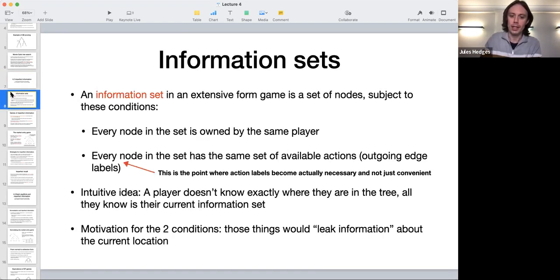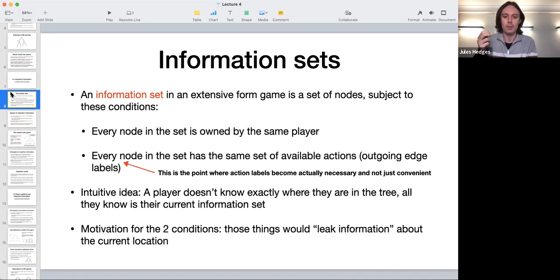Okay, so the key technical idea here is a thing called an information set. We're going to augment our game trees with a bunch of information sets, and that's what defines a game of imperfect information. An information set is a subset of the set of nodes in the game tree. So it's just a bunch of nodes. And we're going to impose two conditions.